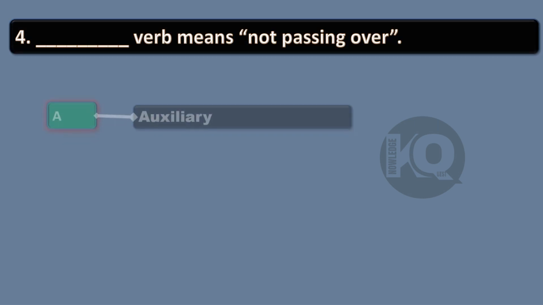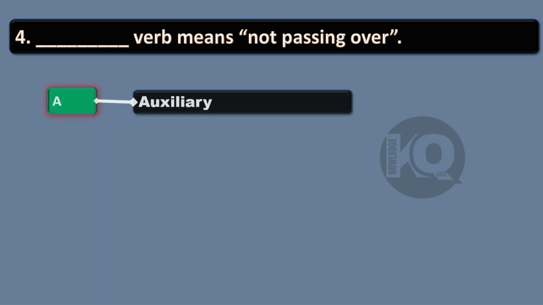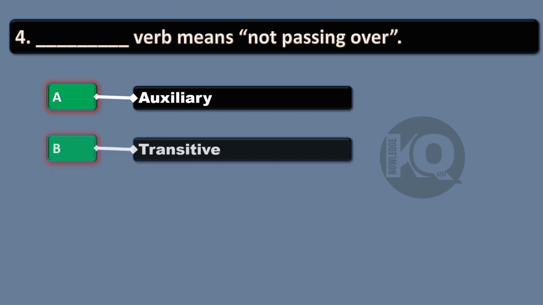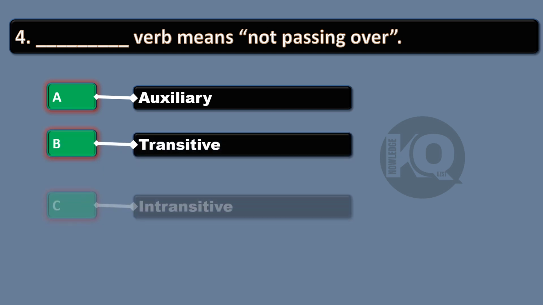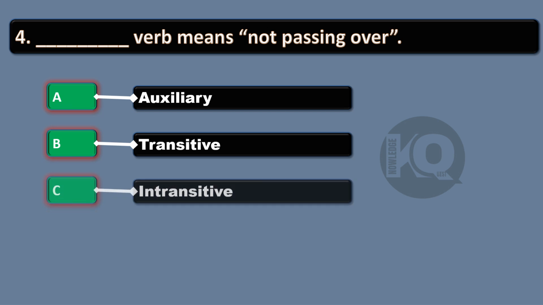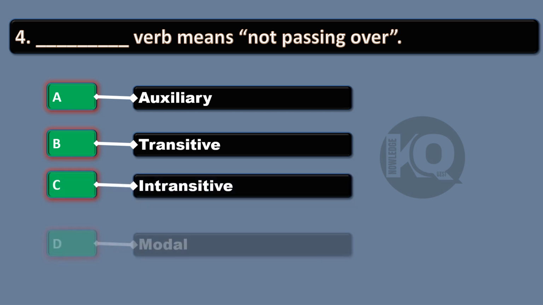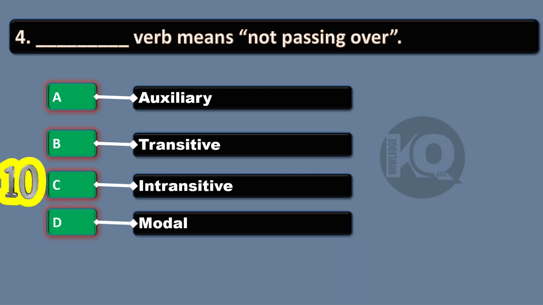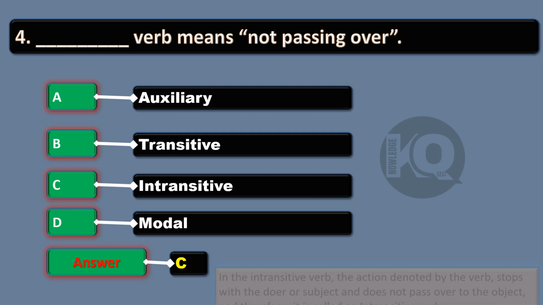Number 4. Blank verb means not passing over. A. Auxiliary. B. Transitive. C. Intransitive. D. Modal. The correct answer for this question is letter C, which is intransitive.